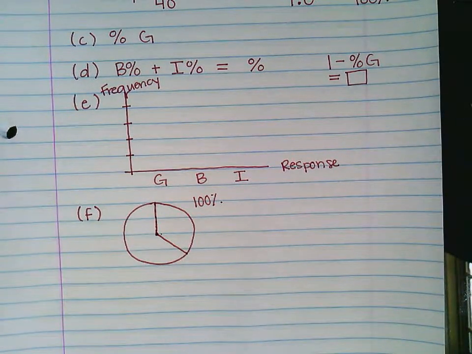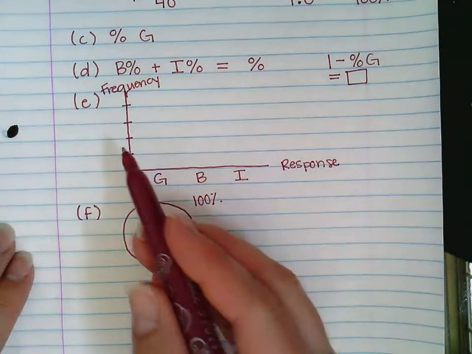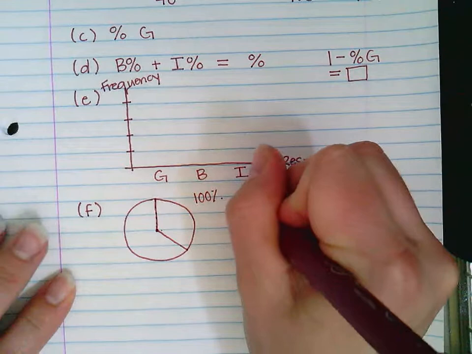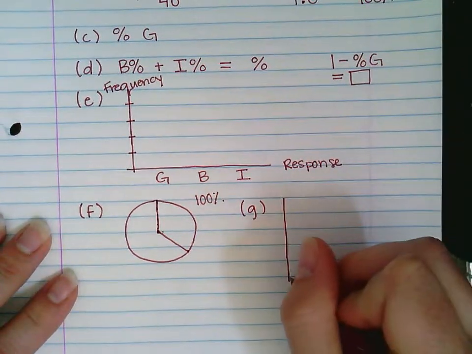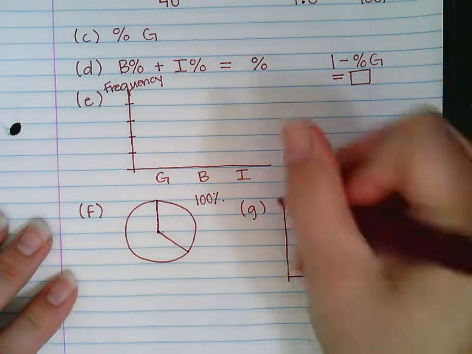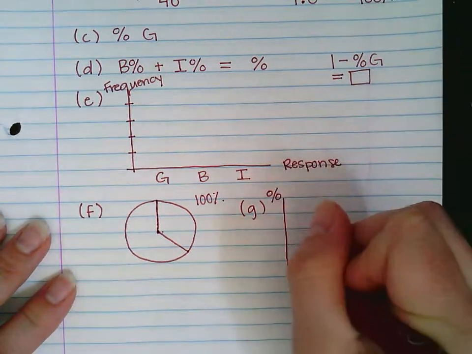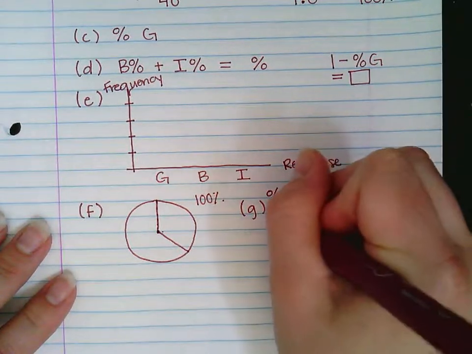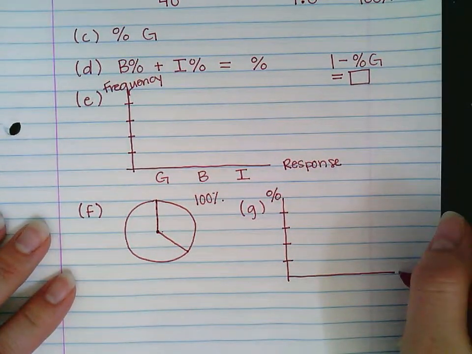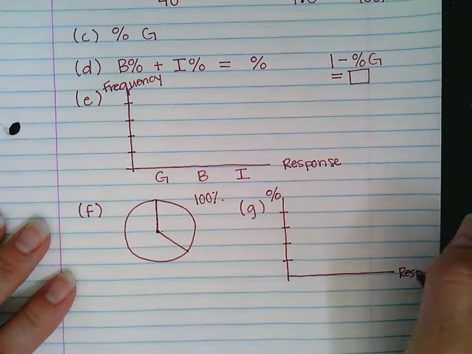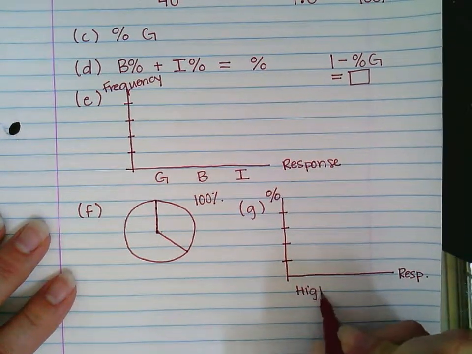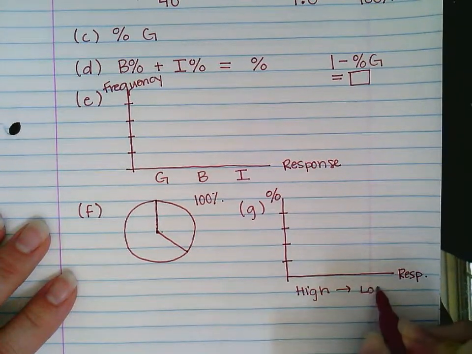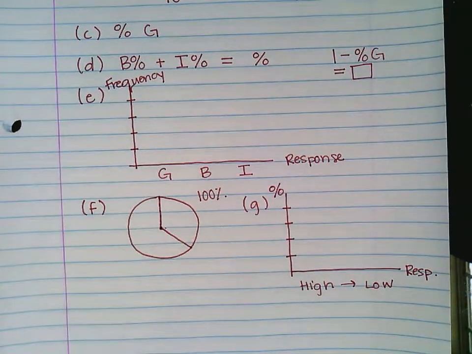And then on part G, it says to make the Pareto chart for the percent distribution. So it's going to look similar to E, but you're going to do percentage on your Y. And then remember for a Pareto chart, response order needs to be in decreasing order. So whichever percent is the highest needs to go here to the lowest. That's what makes that chart different, okay?